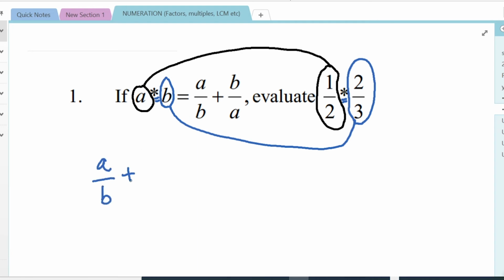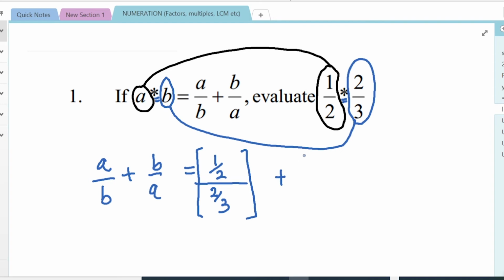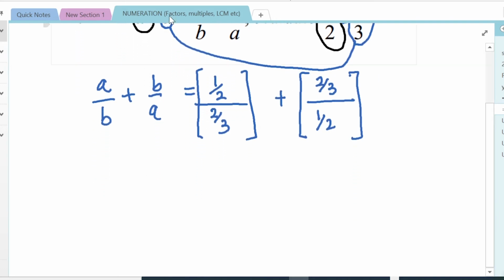A over B plus B over A is going to be given by, so our value of A is a half, so we shall say it's going to be a half. Divide that by B, which is 2/3. Plus B over A, our value of B is 2/3. Divide that by A, our value of A is a half, like that. Then we continue the working.